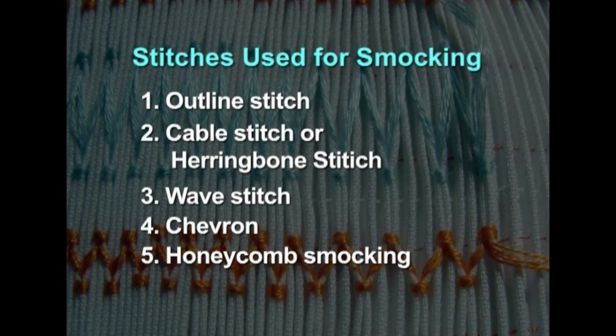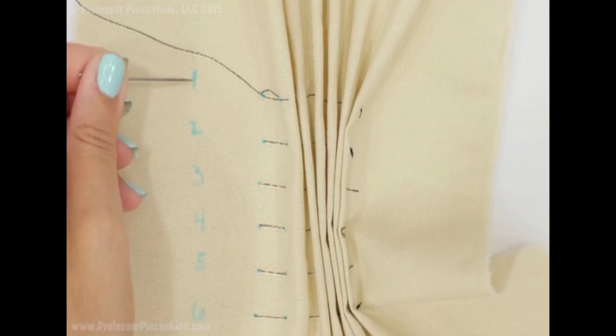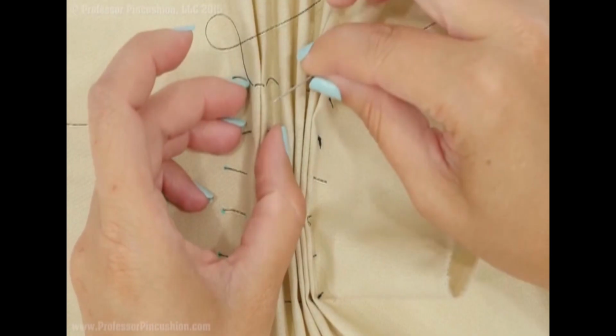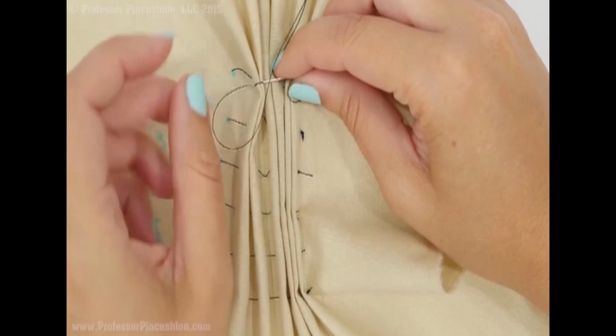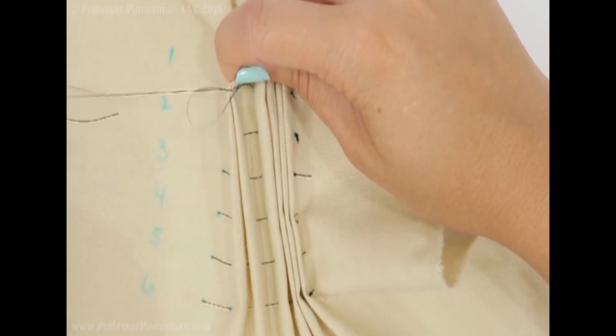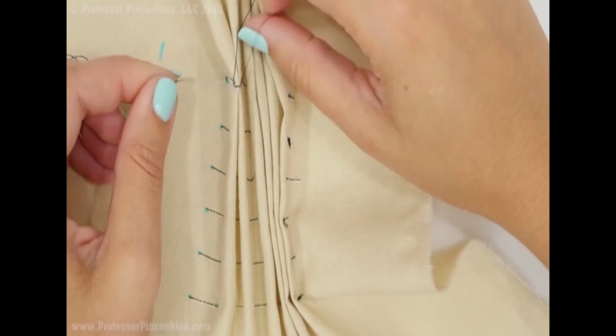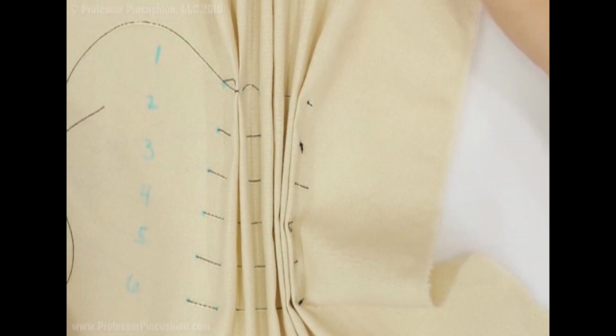Another decorative method of smocking is the honeycomb smocking. This type of smocking resembles the honeycomb, hence the name is given. To start with, bring the needle out in the first pleat and take 2 tiny back stitches over the fold to secure the thread. Pull the needle through the first fold about 0.5 cm below the first stitch, keeping the thread above the needle.